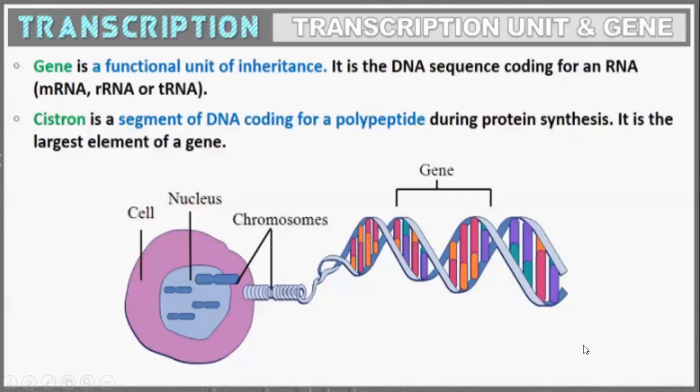Then what is the cistron? Next question is, what is cistron? It is the part of a DNA that carries information about one polypeptide chain. So a segment of a DNA coding for a polypeptide chain during protein synthesis is known as cistron. It is the largest element of a gene.